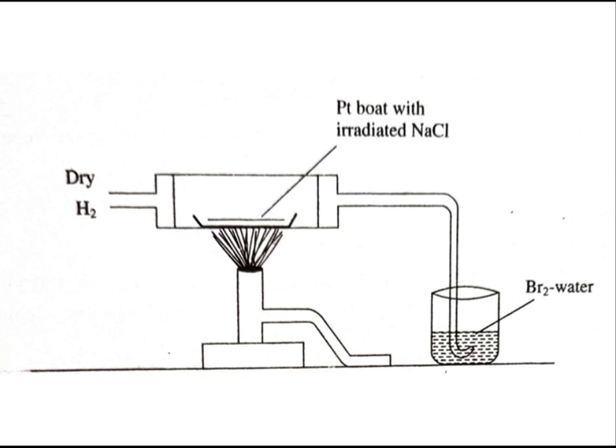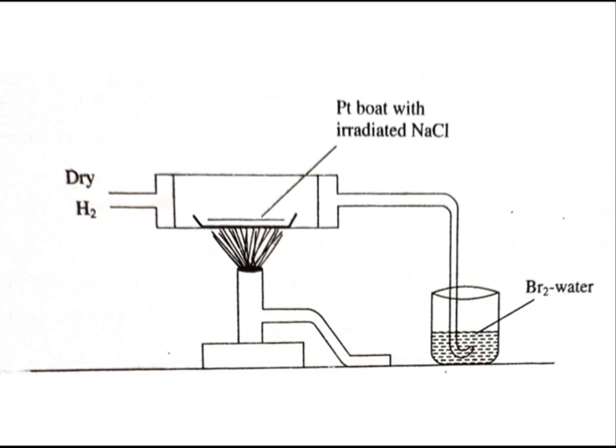After that, this sodium 24 and the chlorine 38 will decay completely, and there is a formation of the long-lived isotopes like chlorine 36 and phosphorus 32. After the decay of the Na24 and chlorine 38, we apply heat. So heat is provided to this boat. When the heat is provided to the platinum boat, a slow current of pure dry hydrogen gas is passed over the platinum boat.